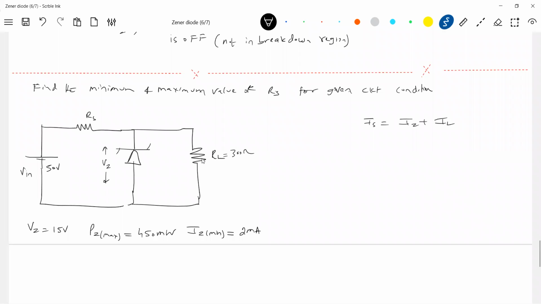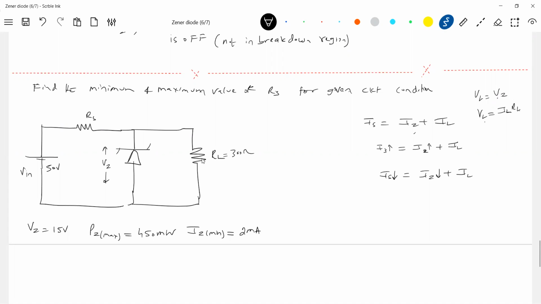What actually happens here is, if IS varies, if IS increases, IZ will increase, keeping IL constant. If IS decreases, IZ decreases, but still IL will be constant. I think this is the core idea. If IL is constant, then what is VL? VL equals IL times RL, and VL depends on VZ. What is VZ? Though IZ changes, VZ will be constant.